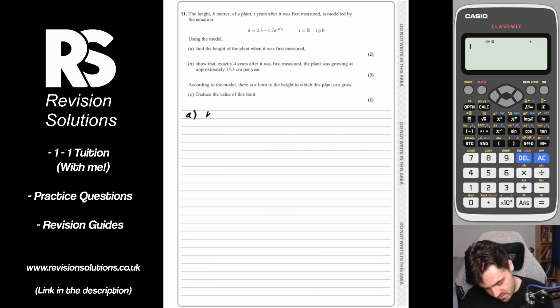So h of 0 is just 2.3 minus 1.7 e to the power of minus 0.2 times 0. So that's just e to the 0. E to the 0 is 1. So that's just minus 1.7. So that would be 0.6. And let's check the units. That's in meters.